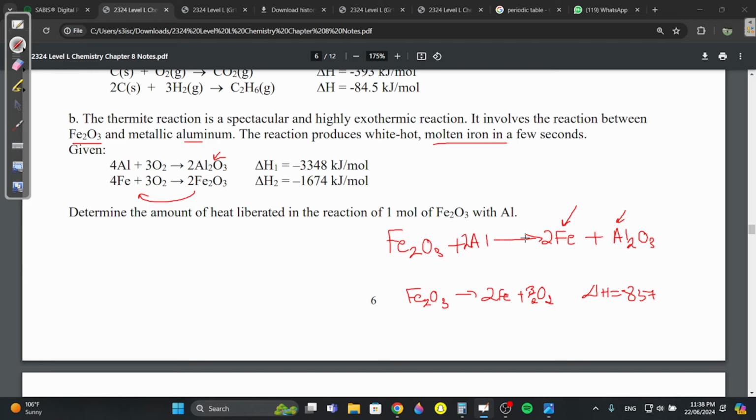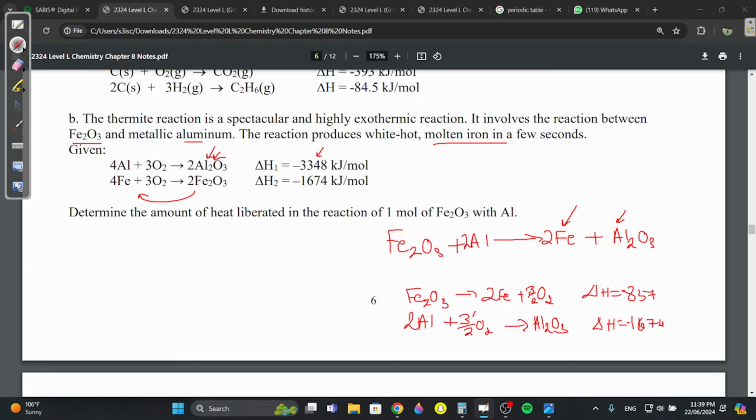Then we want Al2O3 in our product side. So if we have it in our product side, we want 1. So we divide this by 2. So it's going to become 2Al plus 3 over 2 O2 to produce Al2O3, and we divide by 2, so this is going to become 1500, 1600, 1674, I think. Delta H is negative 1674. Okay, we'll make sure with the numbers later.